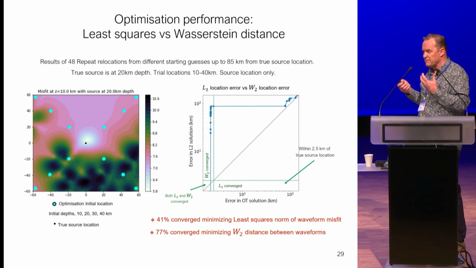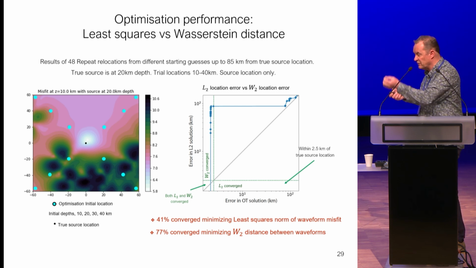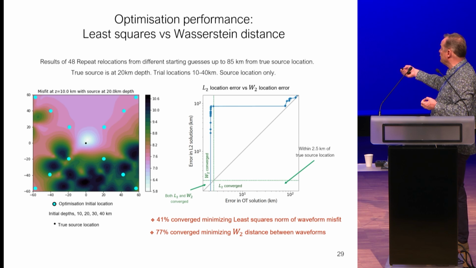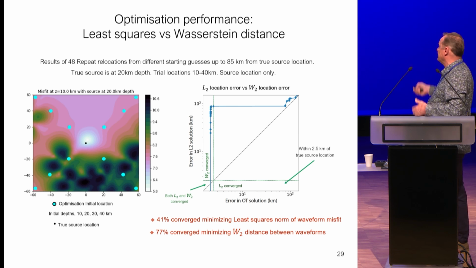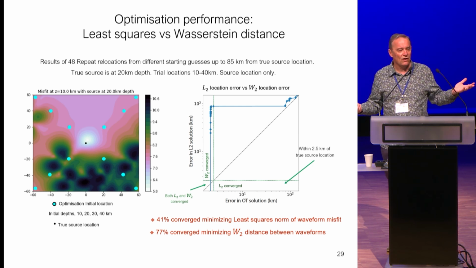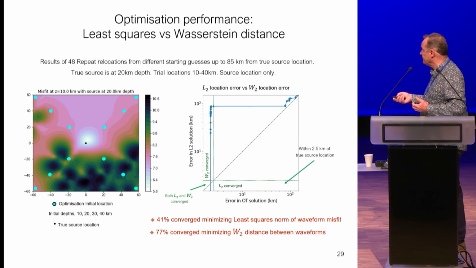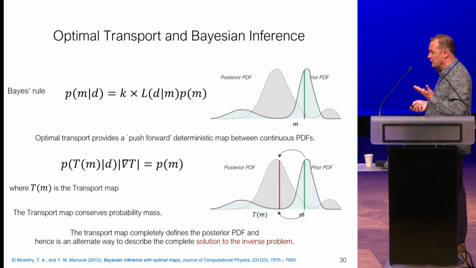So it's just trying to back up that notion that we saw, that it actually materializes that when you do local optimizations, 41% converge to the least squares norm and 77% in this case for the W2. So we've improved, okay? And this is not optimal. It's got tuning parameters. They're somewhat arbitrarily chosen. But it's a demonstration that you can do this.